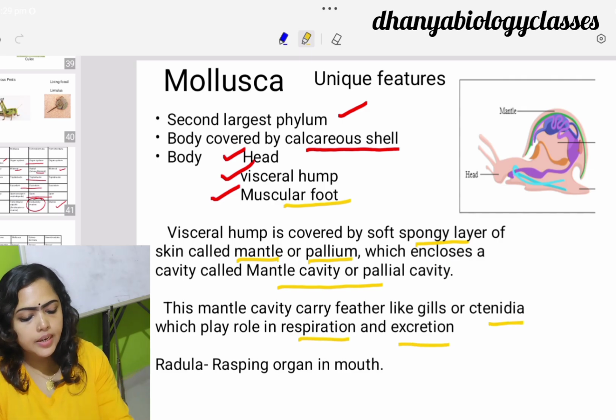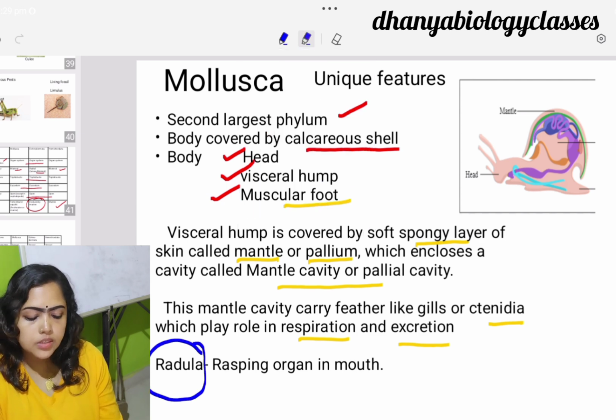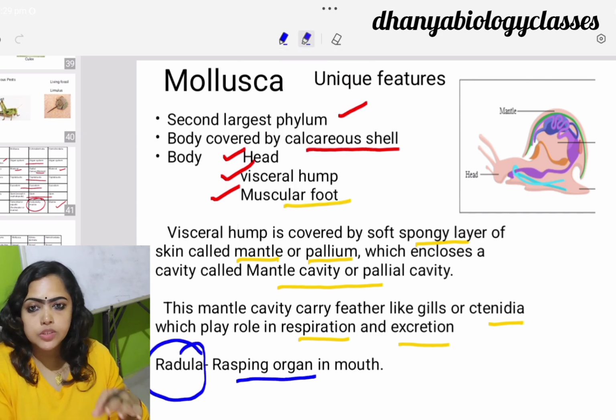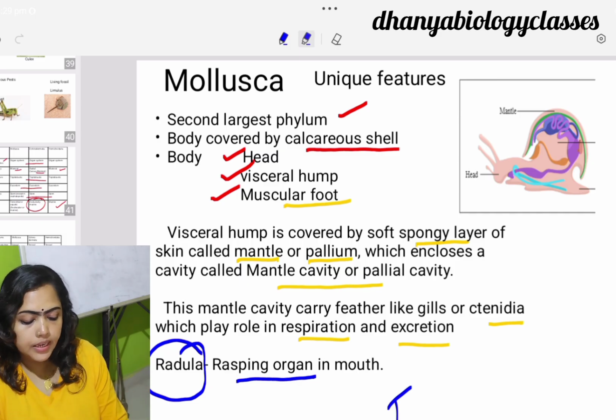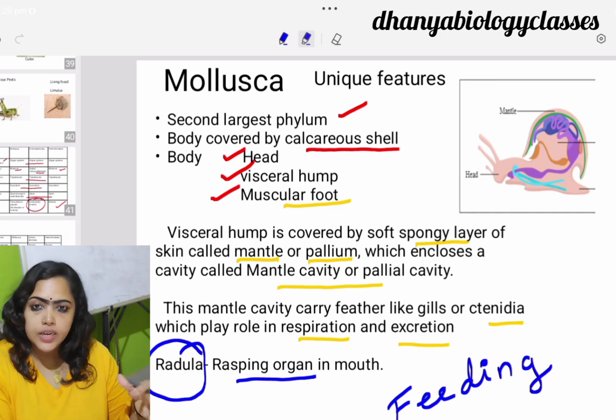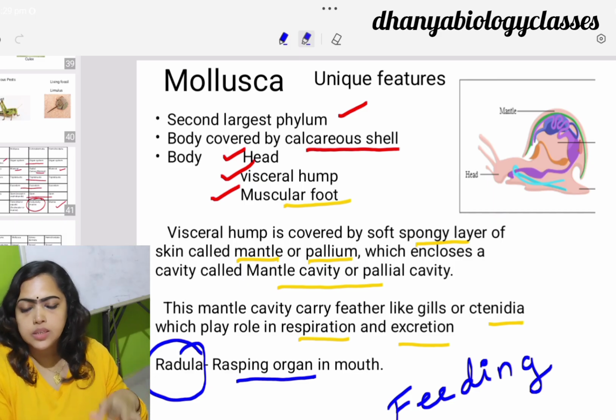And then another important structure is present, which is called radula. This is the rasping organ, that means the organ which is used to scrape food particles. So this is a feeding organ. So what is radula? The rasping or feeding organ in the mouth is called radula.